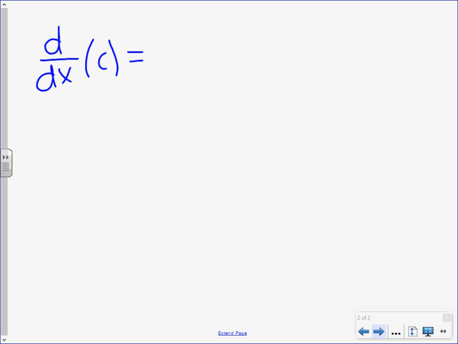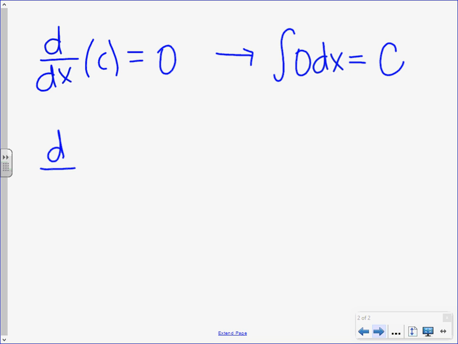What's the derivative of a constant? 0. So that means the antiderivative of 0 is any constant C. C is just going to stand for constant. So that's the integral of 0 dx.